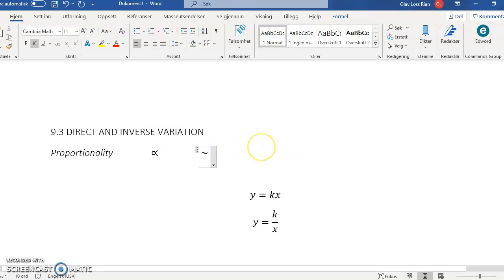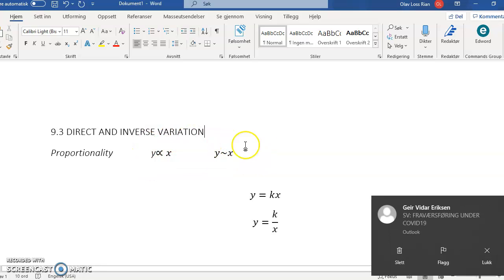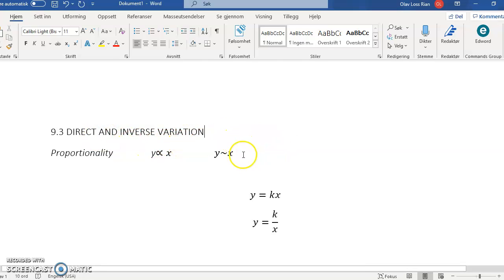This one is perhaps familiar. So we can use it like this, or we can also use it like this and say that y is proportionate with x, or that we have either direct or inverse variation between the two variables. And what this means is, if you have direct variation, if x increases, then y increases as well.